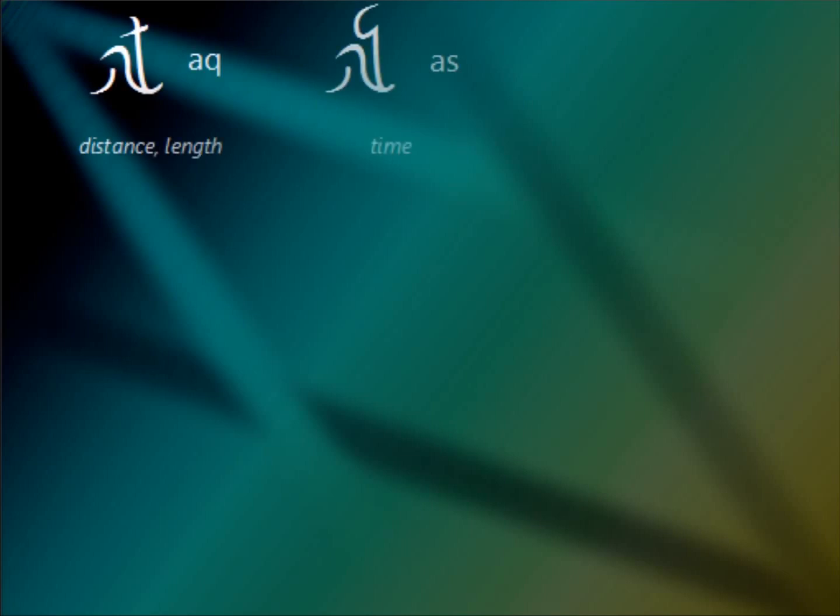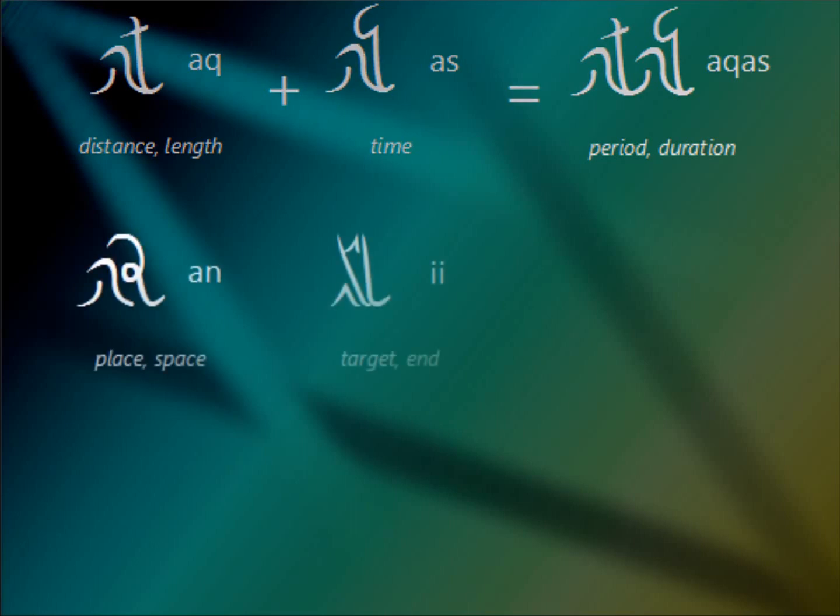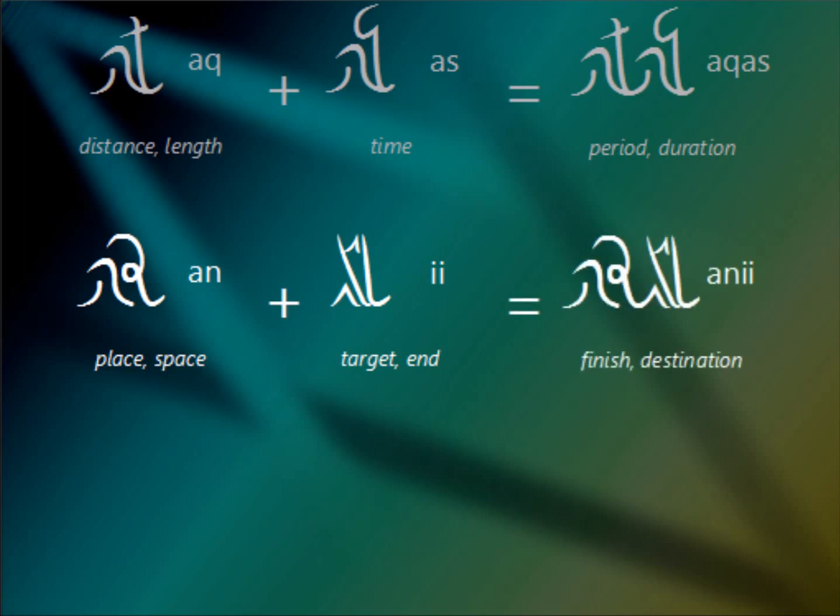An example. Ak is a root word that means length or distance. As is the root word for all things related with time. If we combine the two, we get akas, which means temporal length or distance in time. This then translates to a word that we call period or duration. Another example. An means space or place, and yi is a root word that means target, end, goal, stop, and so forth. Combined, an yi means the target place, or simply finish, destination.